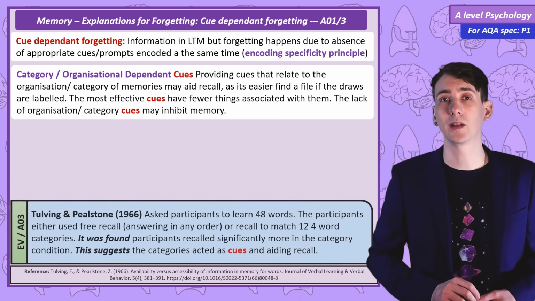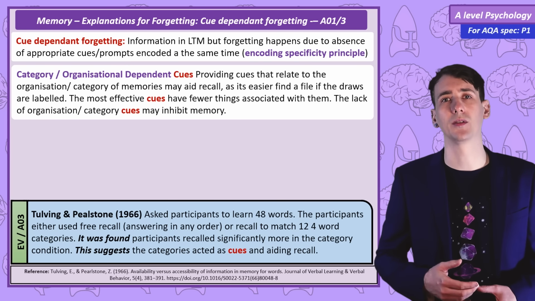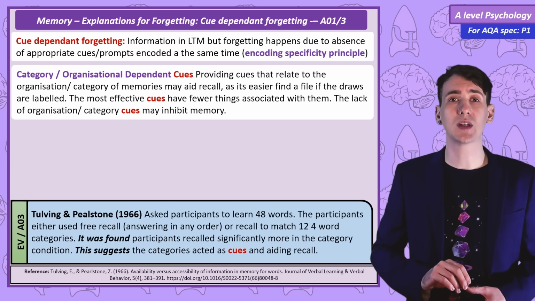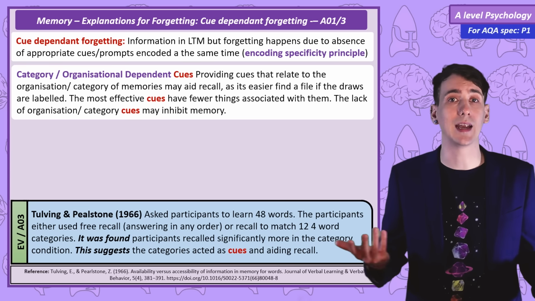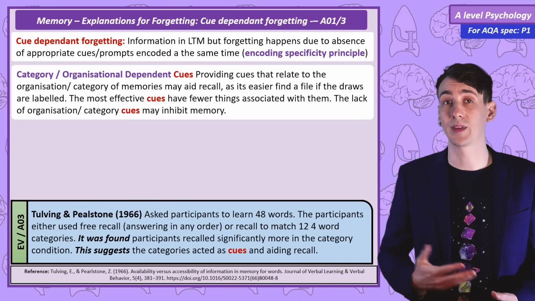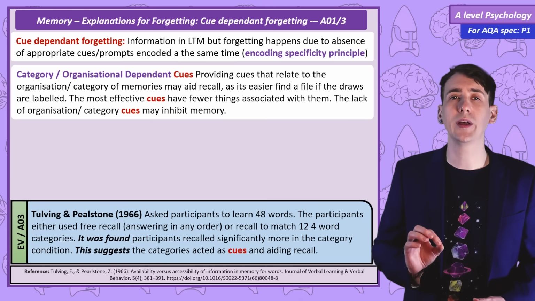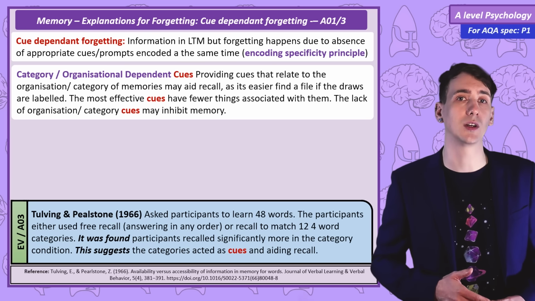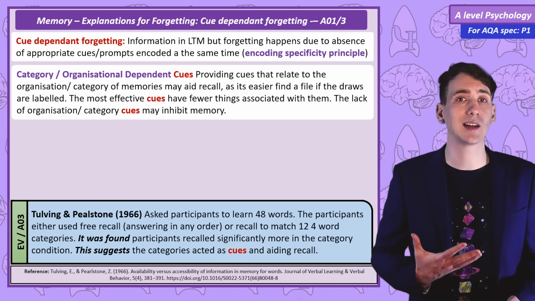Evidence for category-dependent cues is shown by Tulving and Pearlstone. They gave participants 48 words to learn. The participants either used free recall, saying the words back in any order, or recalling the list split into 4 word categories that act as cues. The recall in the categorised condition was significantly better than the uncategorised recall condition, showing categories act as effective cues for recall.